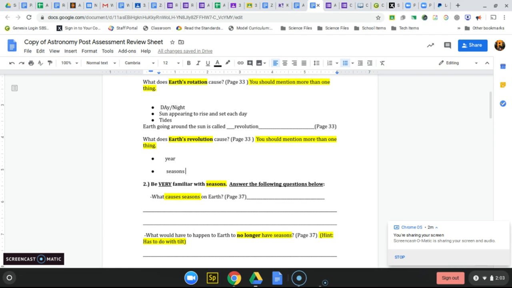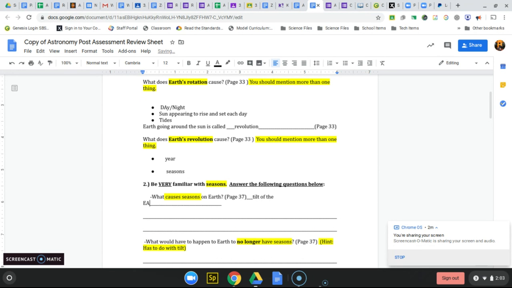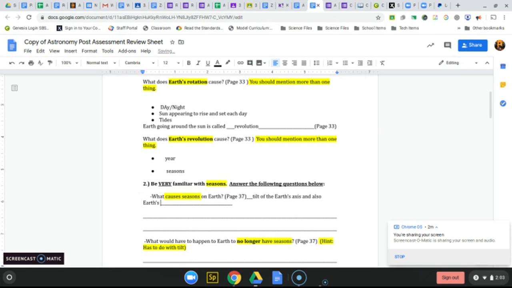Now, we got a bunch of stuff with seasons. So what causes seasons on Earth? Well, we definitely need to mention the tilt of the Earth's axis. That's a big piece. And also Earth's revolution caused the seasons to change throughout the year. So tilt of the axis and the revolution.